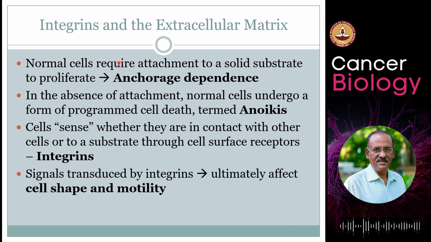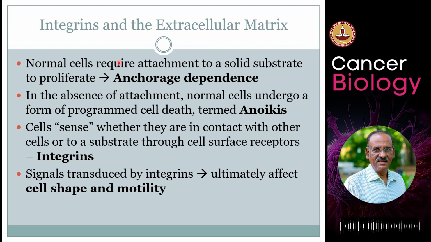As you know, the normal cells require an attachment. They require some kind of a support. This is often called anchorage dependence, or sometimes they call it substrate dependent also. The cancer cells don't have this property. They don't need anchorage. So they are said to be anchorage independent. That means they can grow in suspension. They don't need a support.